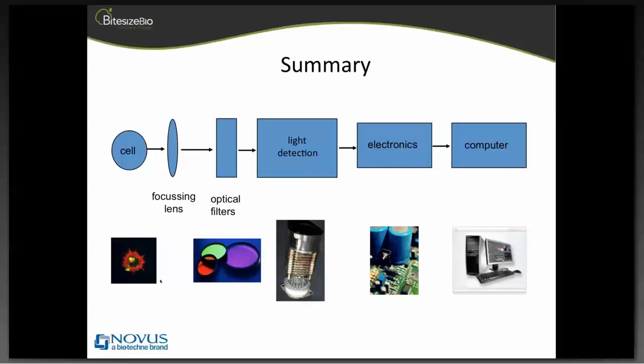Okay, actually that probably brings me nicely to the next question. Have you any advice on how to reduce compensation? If you've got a multi-laser machine, then I would try and get fluorochromes far apart from each other. So say you've got a 4 laser machine and you want to do 4 colours, try and get one from each of those. Try not to get fluorochromes that will overlap next to each other when you're doing an experiment.